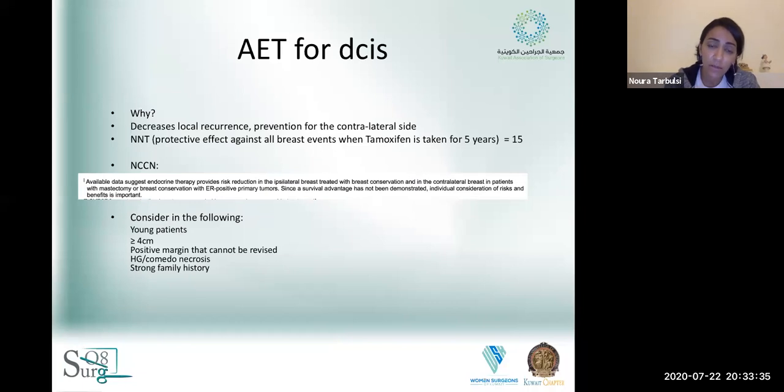The NCCN, in their most recent update about the use of anti-estrogen treatment for DCIS, they clearly said that available data suggests that it provides risk reduction in the ipsilateral breast treated with breast conservation and in the contralateral breast, but it's only for ER positive tumor. The problem that we have is that we do not have any trial that demonstrates major survival advantage for using anti-estrogen therapy for DCIS. So that's why we have a very select group of patients that we discuss with them anti-estrogen therapy for DCIS.